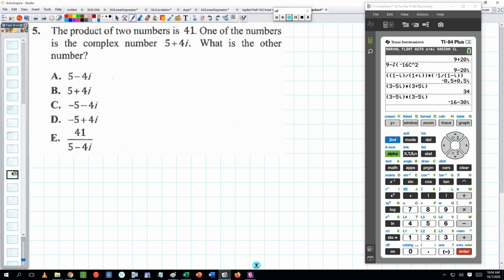Number 5, the product of two numbers is 41. One of the complex numbers is this. Which one of these is the other? Parentheses, 5 plus 4 second i times choice A, 5 minus 4 second i. We have a winner. Choice is A.